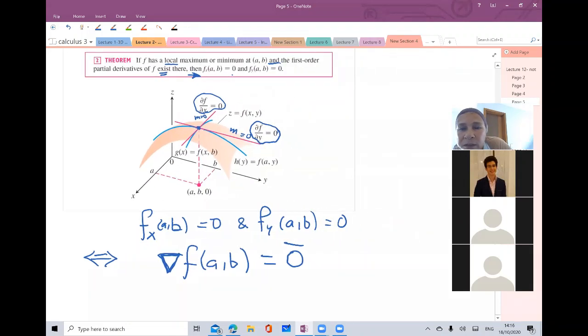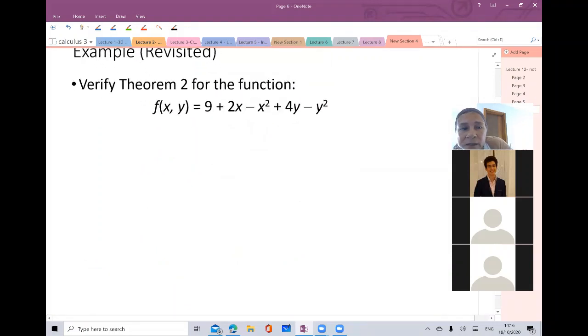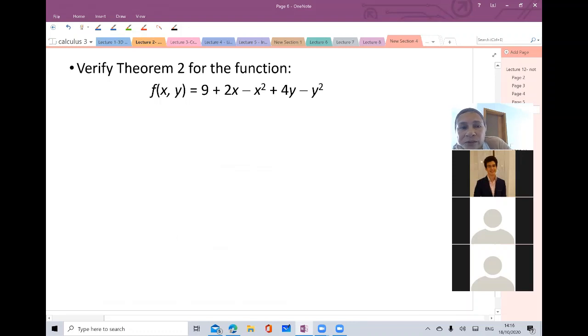So let's do an example to check that this is valid, or verify this theorem. I need here to use the example that we wrote before to verify theorem 2. What does verify theorem 2 mean? It means I'm going to check where my maximum and minimum are using graphing, of course. This is the tool I have up till now. And then I'm going to check whether the derivatives at this point are equal to 0 or not. Okay, so this is our job now.